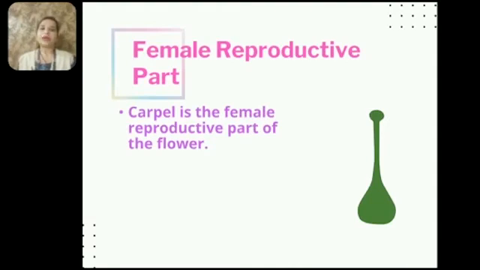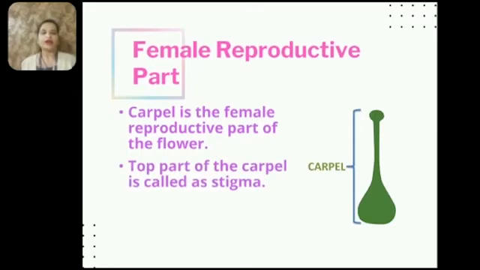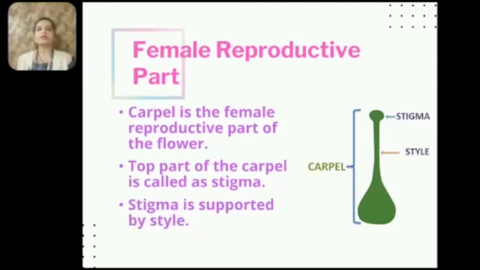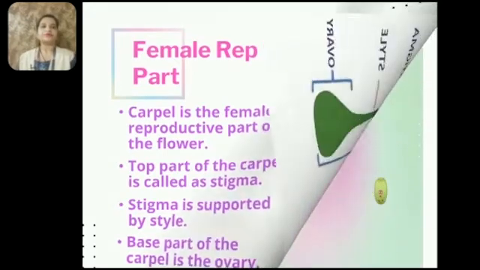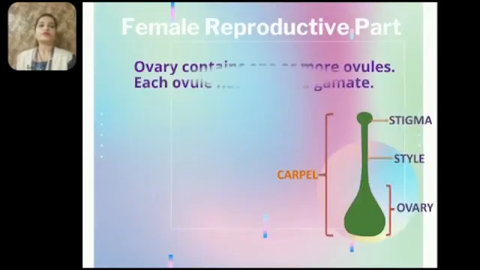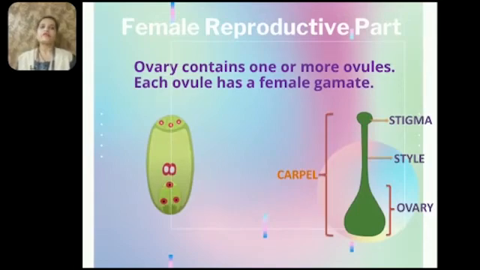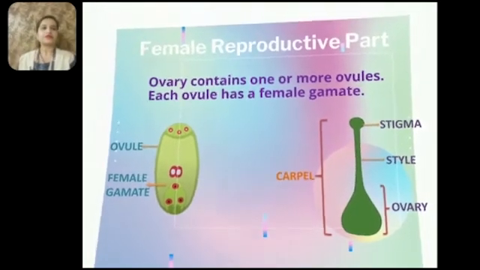Now, female reproductive part. Carpel is the female reproductive part of the flower. Top part of the carpel is called as stigma. Stigma is supported by style. Base part of the carpel is the ovary. Ovary contains one or more ovules. Each ovule has a female gamete.